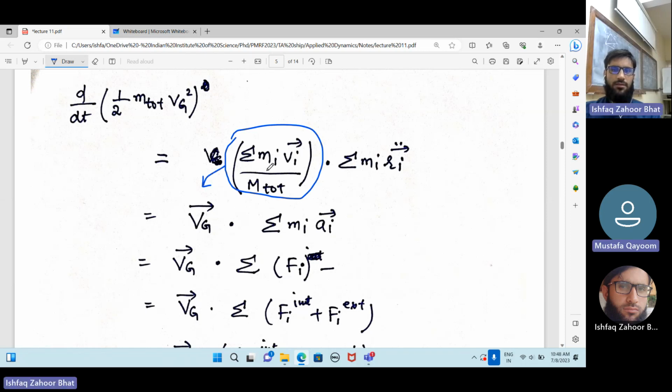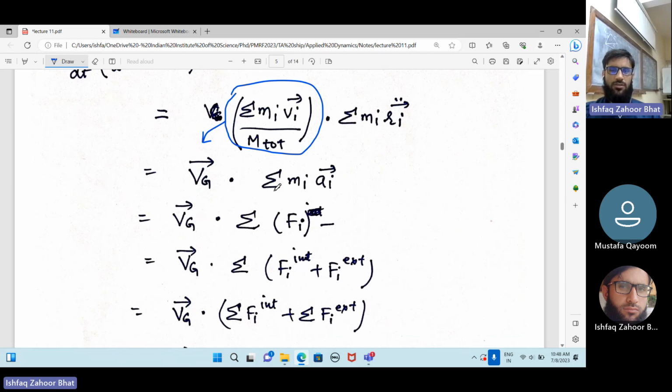This is nothing but, by definition, VG. Again, you can go to the definition of the center of mass position rG and differentiate it, and you will get this VG. Similarly, dotted with m_i r_i double dot, which is nothing but the acceleration of the ith particle. So I have written this a_i. Okay, so this is VG dot.